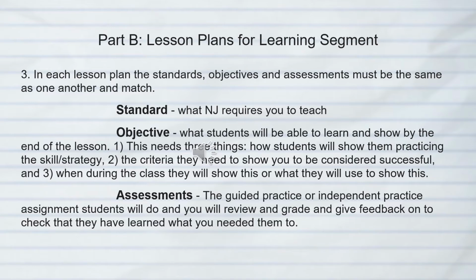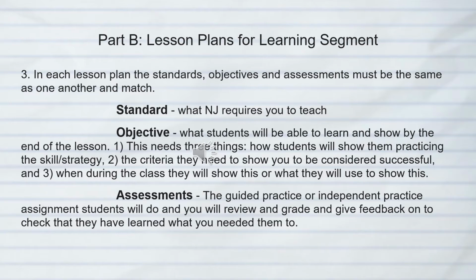This is what you want students to be able to learn and what they're going to show you by the end of this lesson. So every objective needs to have three things to it, three parts. First is how will students show that they are practicing that skill? How are they going to actually show you that they can do this? The second part is what criteria they need to show you to be successful, to show that they've really learned this and not that they need help. The third thing is when during class are they going to show this and do this. So you need to have all three of those parts in your objective.